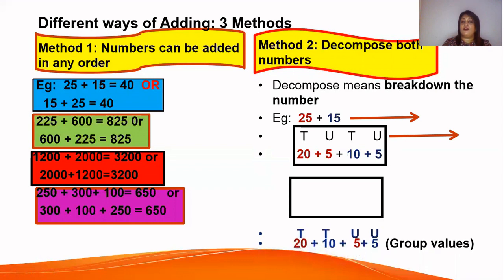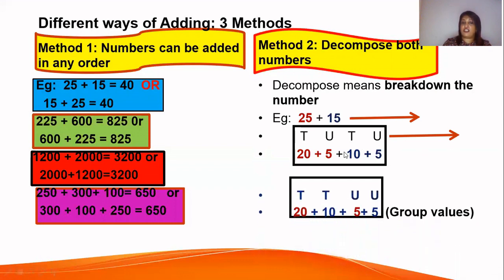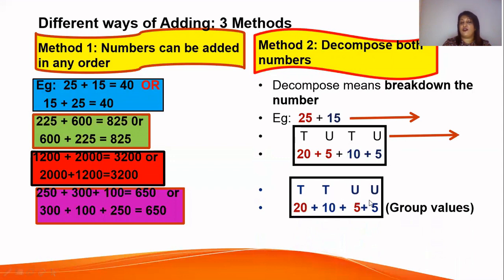Now I will group them together. I'll put the tens together and I'll put the units together. So 20 plus the 10 are my tens, and 5 plus the 5 will be my units. So I group them so it's easier for me to add.